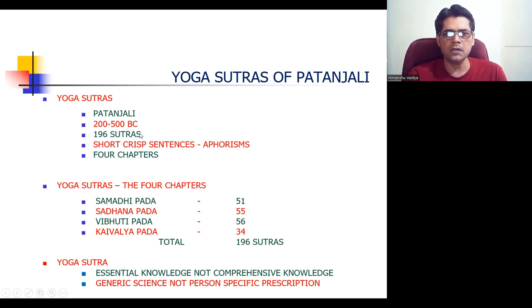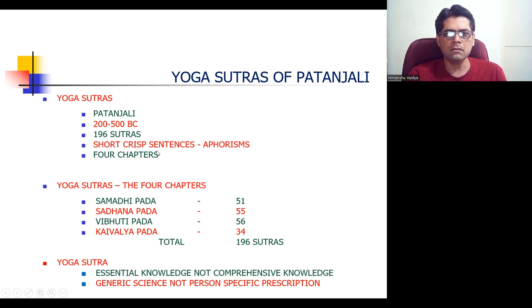Sutra is nothing but a short, crisp statement. In Sanskrit, of course, there are many other meanings. One of the meanings is that which connects everything together, like a thread. That is also a sutra. That which packs into itself very expansive meanings also is a sutra. But essentially, the sutras are short, crisp sentences. In English, what we call aphorisms.